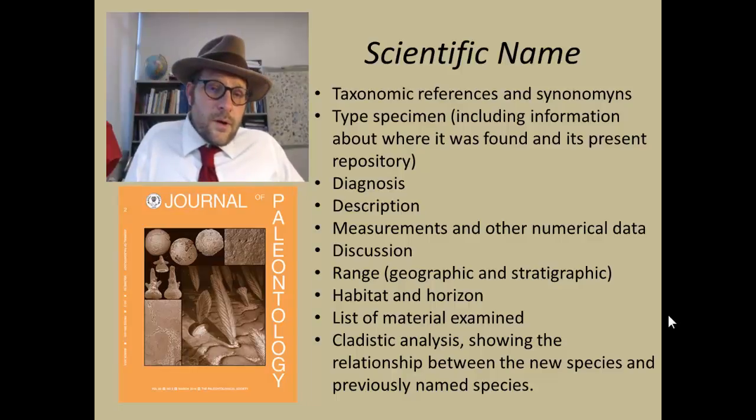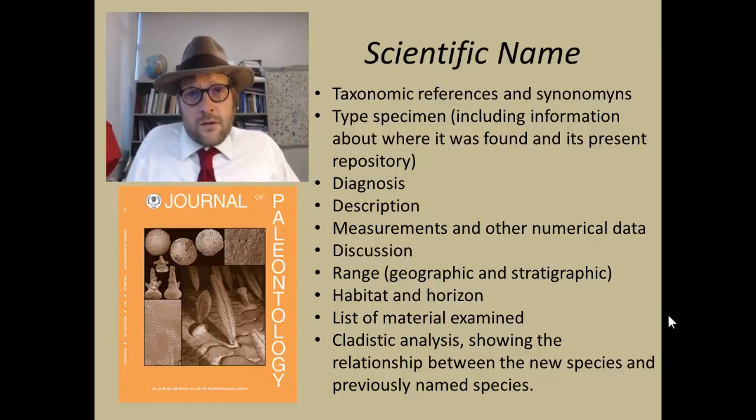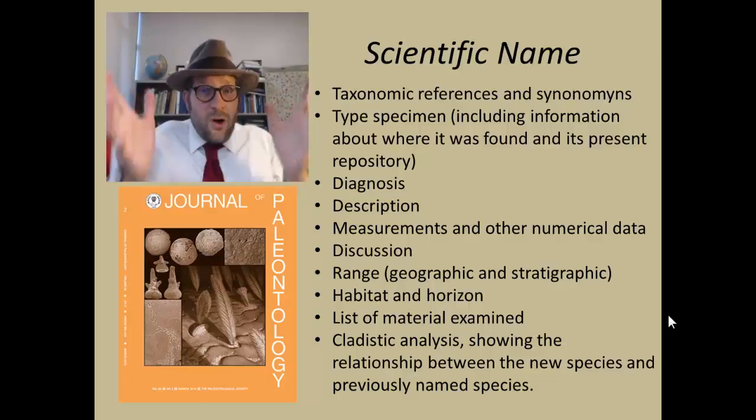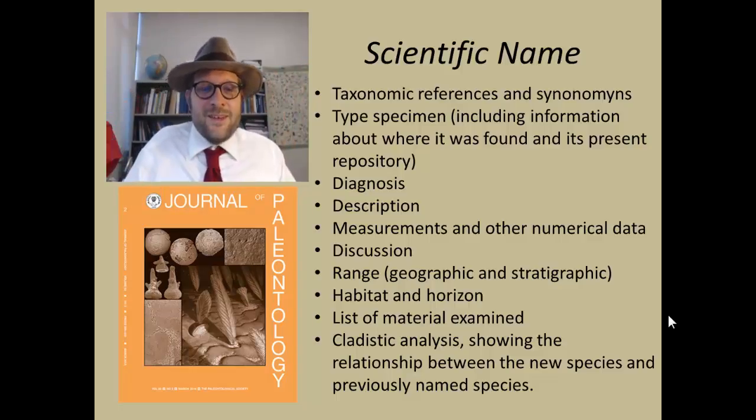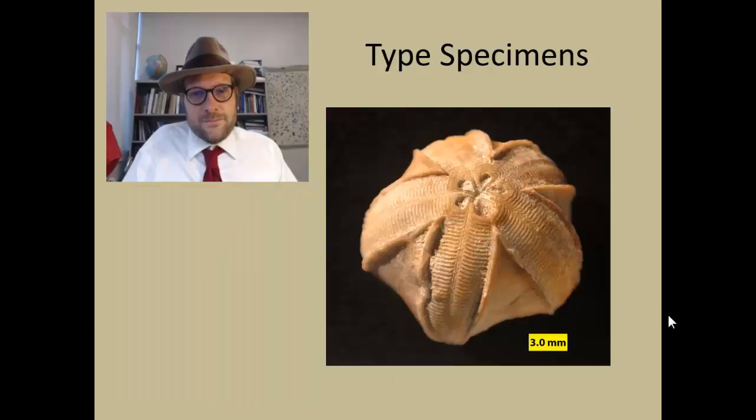You then want to put in your cladistic analysis, and the cladistic analysis is going to show the relationship between the new species and previously named species. We'll talk more about cladistics and phylogenetic analysis in a separate lecture. So you put all that stuff in. That's a lot of work to name a new species. You have to put all this stuff in and get this paper published.